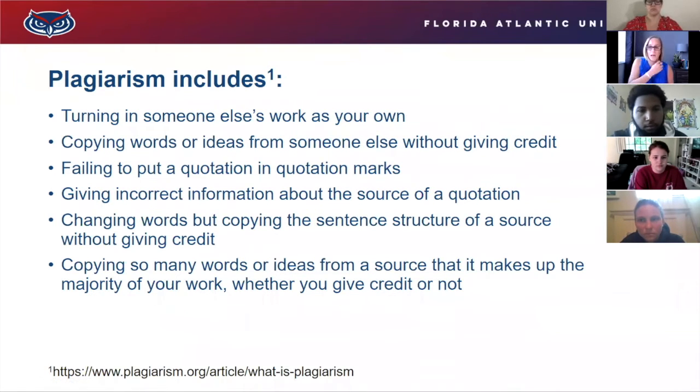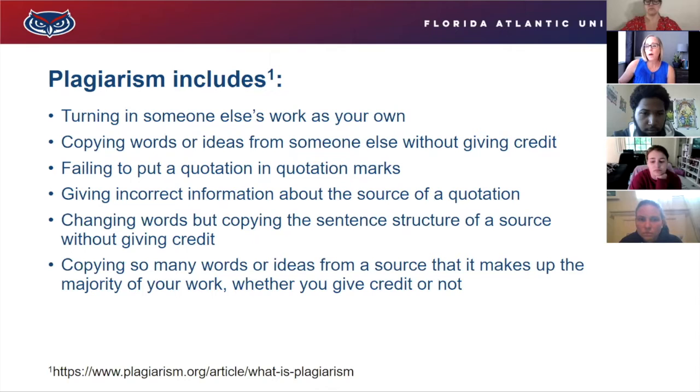So everything listed in this slide is considered plagiarism. Okay, the first four I'm sure you're all familiar with. Again, this is turning in someone else's work as your own. So if you have someone else write an assignment for you, or you find a similar assignment on the internet and turn it in, that's plagiarism. Copying words or ideas from someone else without giving them credit, that's plagiarism. Not putting a quote in quotation marks if it's a direct quote that you're taking from another source, okay, that's plagiarism. Giving incorrect information about a source or about the source of a quotation. So if you quote something and you say it comes from somewhere and it doesn't, okay, that's, well, academic dishonesty.